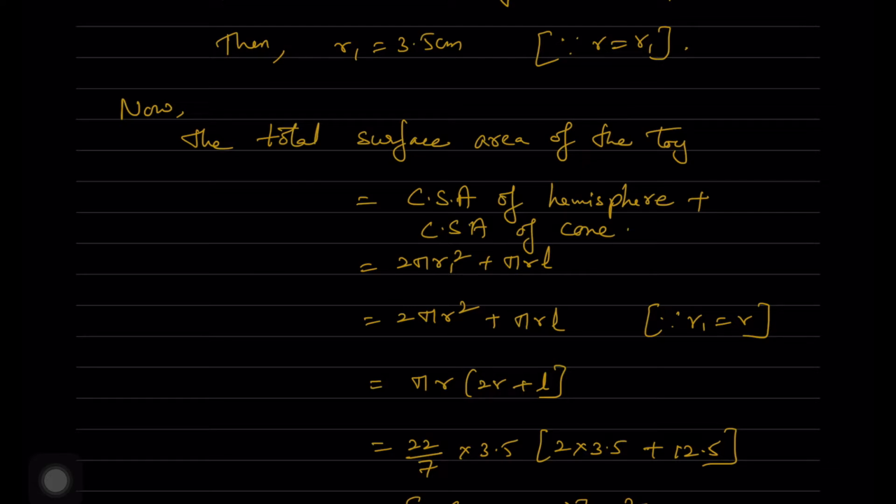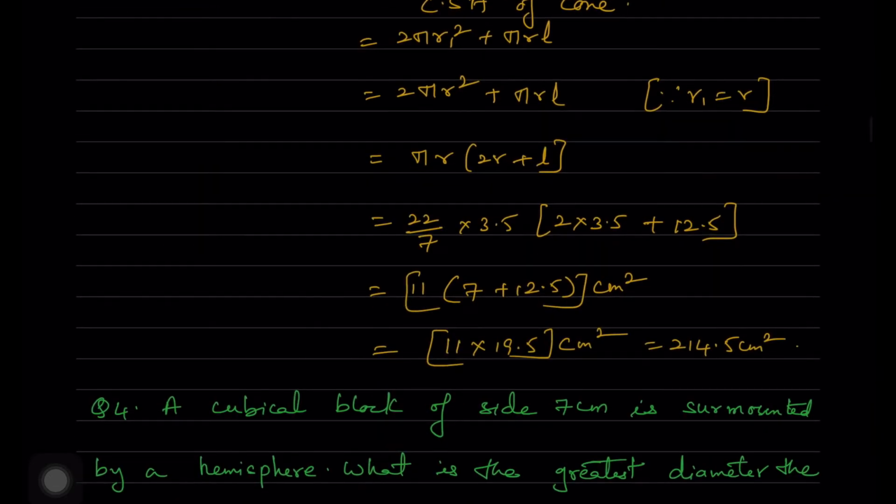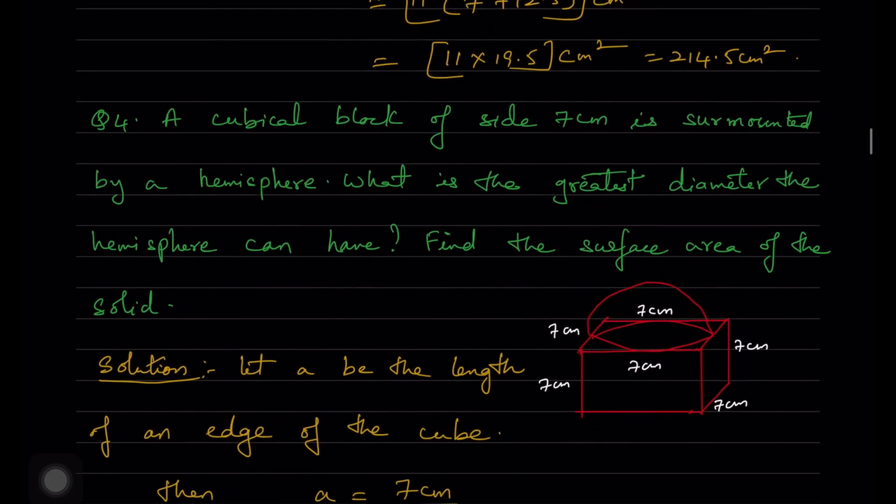So here you are getting 2 pi r1 square plus pi rl. Here r1 is equal to r, so you can write it as 2 pi r square plus pi rl. If you take out pi r common, you get pi r into (2r plus l). Now substitute all the values which we have got previously: 22 by 7 into 3.5 into (2 into 3.5 plus 12.5), that is equal to 11 into (7 plus 12.5) centimeter square, that is 11 into 19.5, which is equal to 214.5 centimeters square.